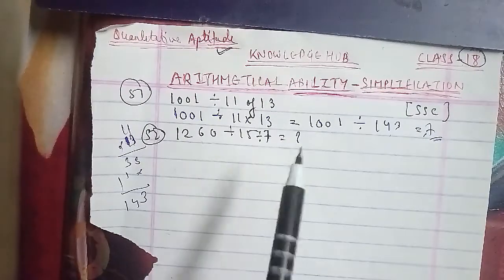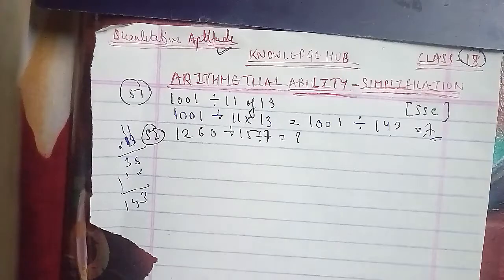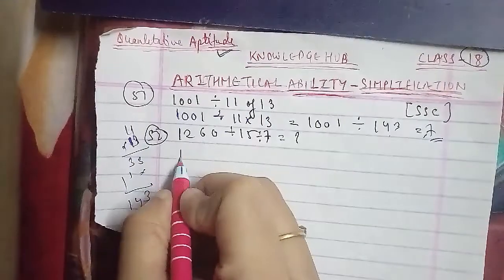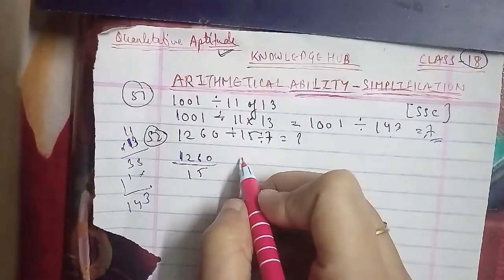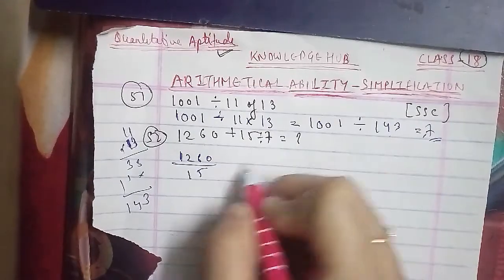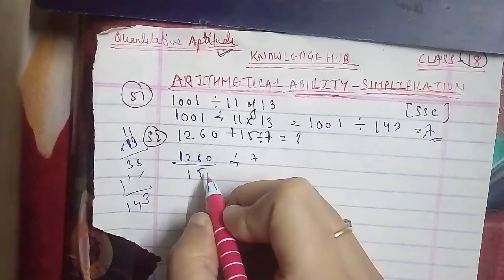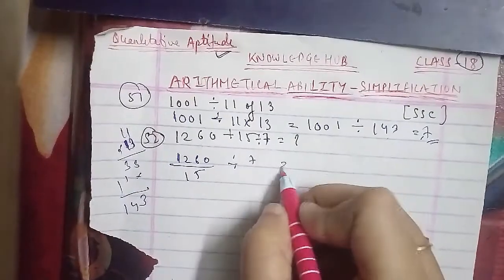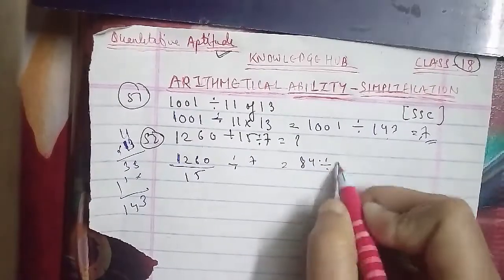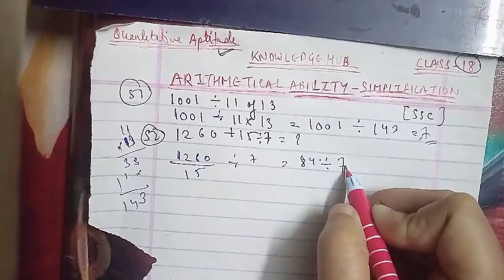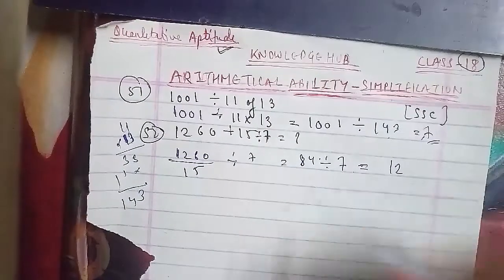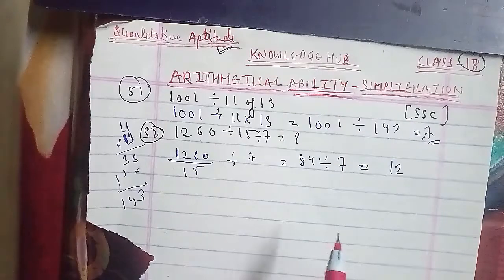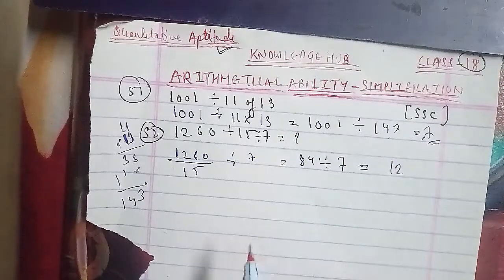For the given expression, 1260 divided by 15, which is divided by 7 as well. 1260 divided by 15, we will get 84, which is divided by 7, so that is 84 divided by 7. So 7 tens are 70, 7 elevens are 77, and 7 twelves are 84. So we have 12 as the answer.